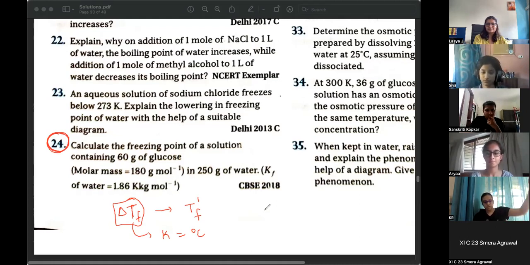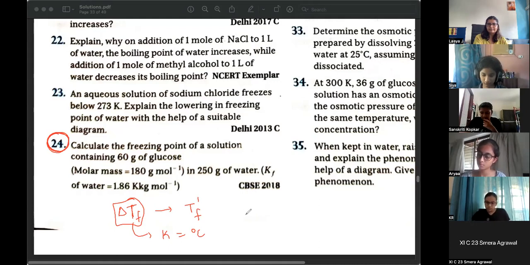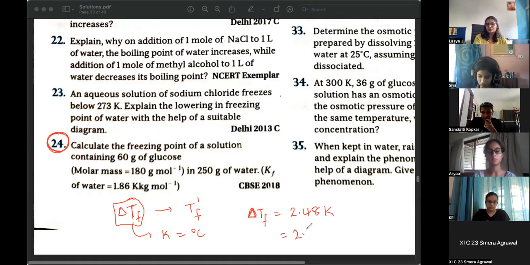Sanskriti, what is happening? Did you find out delta T? Yes, ma'am, I found that. How much did you get for delta TF? 2.48. So Kelvin, but because this is delta, we can write it as 2.48 degrees Celsius.